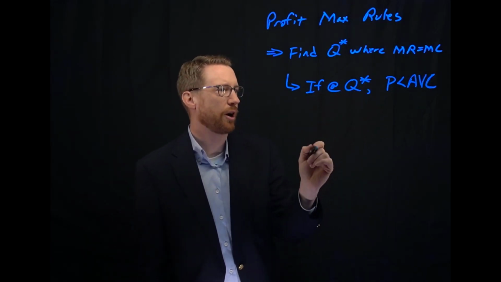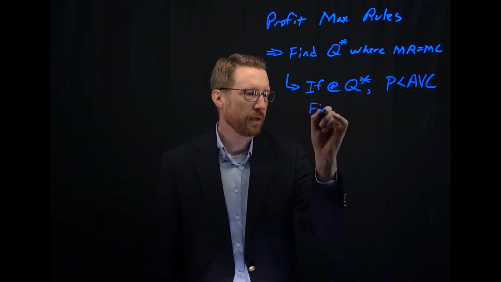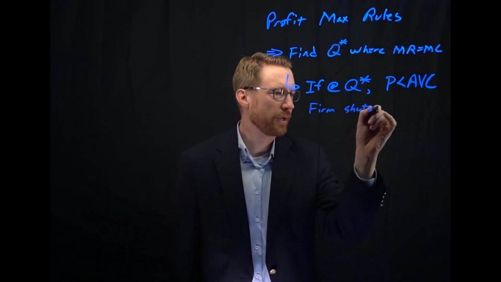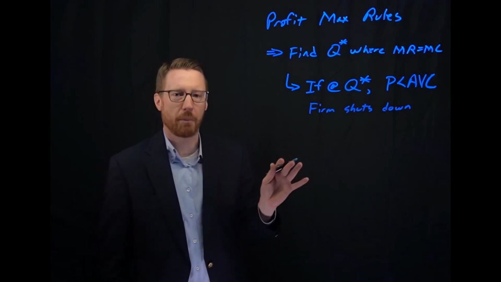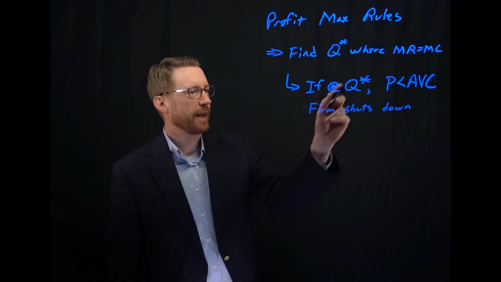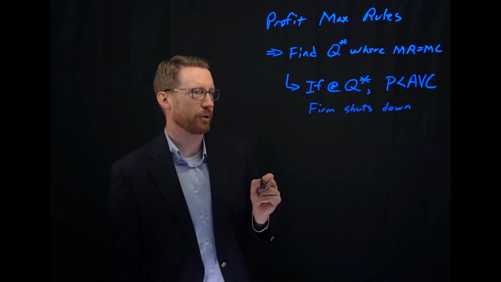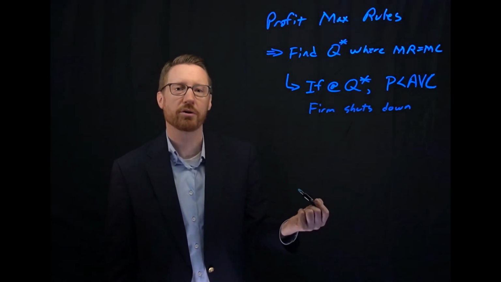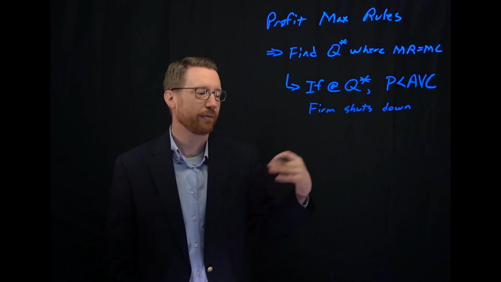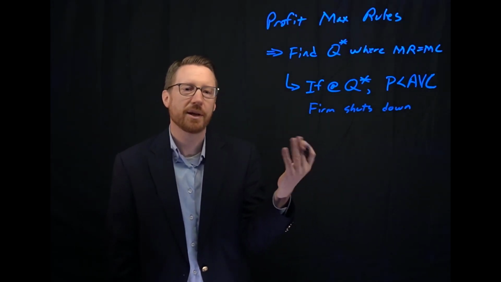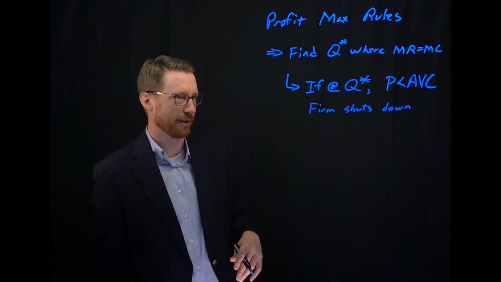So if at Q star, price is less than average variable cost, then the firm shuts down immediately. Right? It just shuts down tomorrow. That's at the optimal quantity where marginal revenue equals marginal cost, if price is less than average variable cost. In other words, they can't even afford to pay the workers to come in, so they just close the doors. Yes, they continue to lose money on rent, but if they bring the workers in and produce units, they lose even more. So the best option there is to shut down immediately.